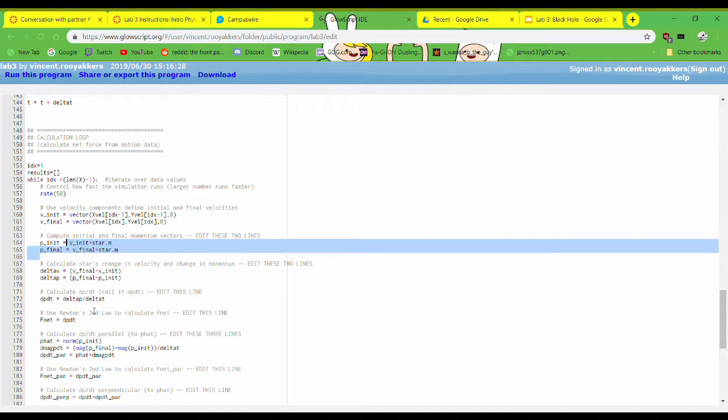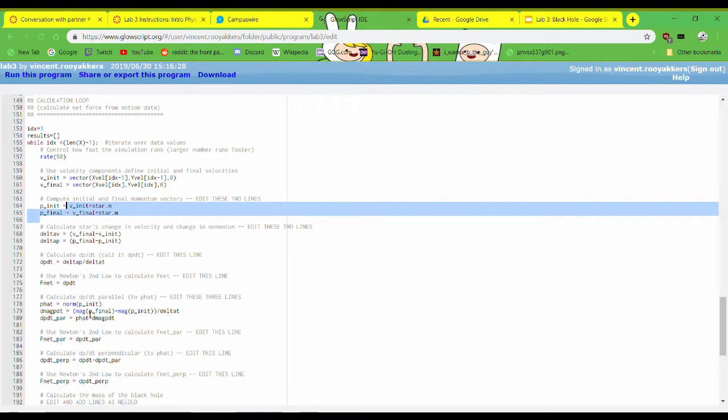And again, this is using Newton's second law. We know that the net force is equal to the change in momentum over the change in time. We use this in the calculation for the parallel component of the change in momentum with respect to change in time, as the p hat is just the direction that the momentum is going in right now. The change in magnitude is the magnitude of the final momentum minus the initial, over the time step that we're doing. And this gives us our parallel component.